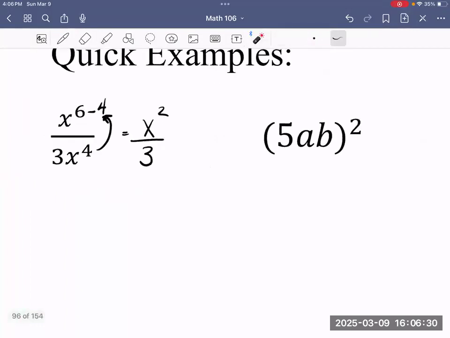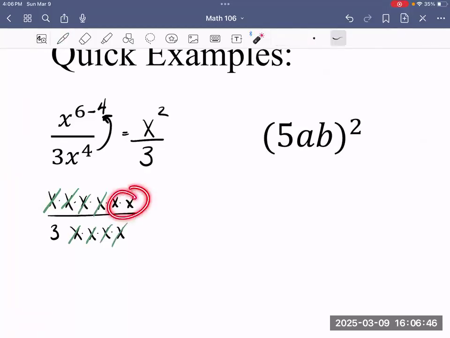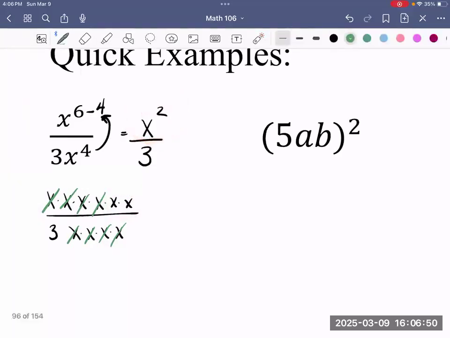You can also write this out as just having 6 x's above and 4 below. You have the 3 there, and you can cancel out 1 for 1. And you'll notice that you'll have 2 left over. That is significant to that 2 there.